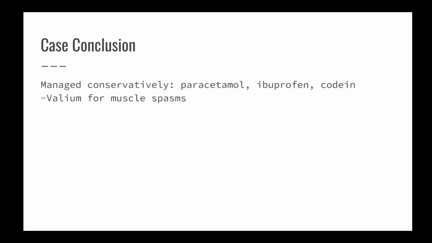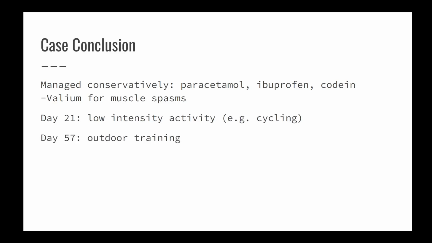In the case of our patient, he was managed conservatively, of course. He got paracetamol, which is acetaminophen, ibuprofen, and codeine. And then he started having some muscle spasms, so he was given Valium, which helped. 3 weeks in, he started low intensity activity like cycling. At day 57, so almost 2 months, he started doing his outdoor training and soccer specific or football specific exercise. And then at day 68, which is roughly 9 weeks, he had a full return to sport. He had no further issues and competed at a high level consistently after return to sport.